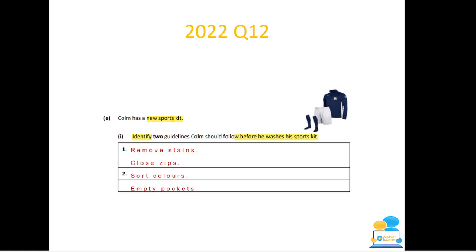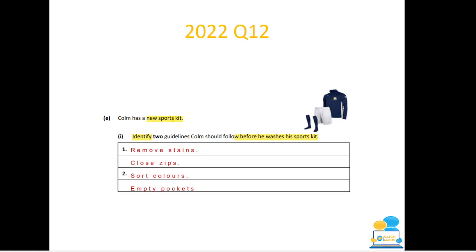Okay, so next up then, this is 2022, question 12. So this one here, Colm has a new sports kit. So I know it's to do with a sports kit, okay, so that's important. Identify, meaning it's short questions again. 2 guidelines Colm should follow when he washes his sports kit. So 2 things Colm should do when he washes his new sports kit.